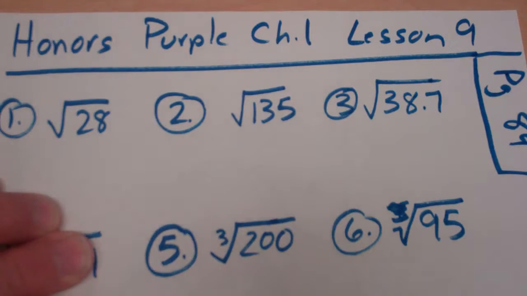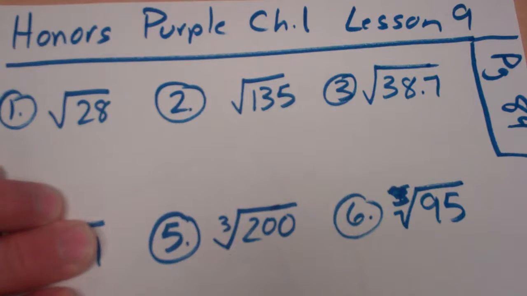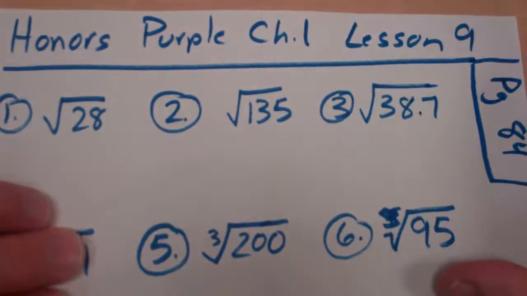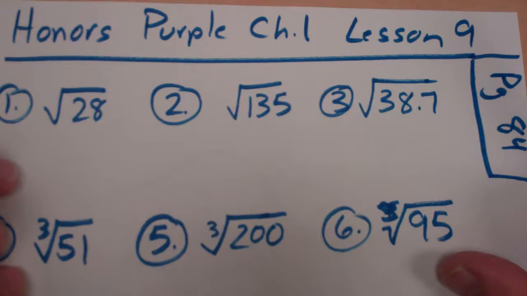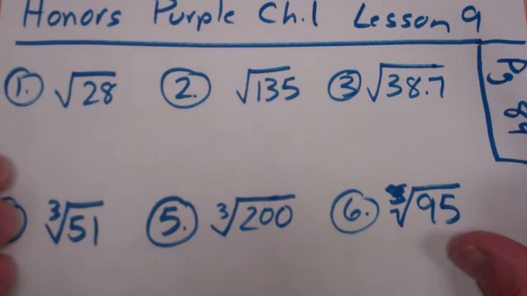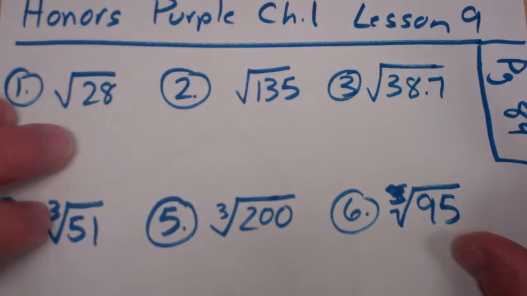Alright, on the last lesson I jumped the gun a little bit and showed you one example of estimating square roots, so I'm going to show you that again, but this is Honors Purple Chapter 1, Lesson 9. We'll be doing the guided practice off page 84. They really want you on this first section to round to the nearest integer. They only want to know, is it closer to the one below or closer to the one above it.